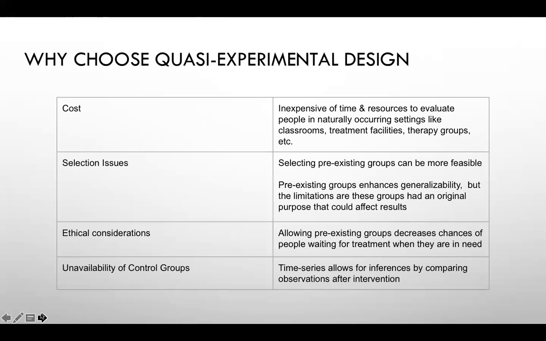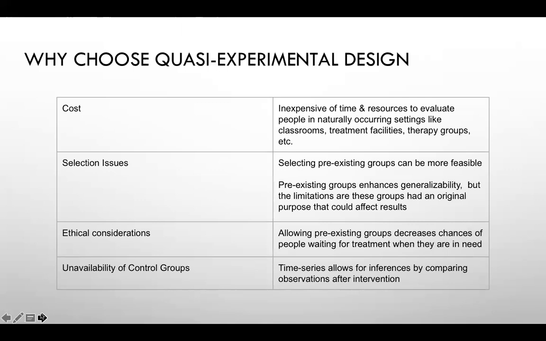So why choose quasi-experimental design? Well, first we're going to look at cost. True experimental can be expensive with time and resources, but quasi is typically inexpensive of time and resources. And you can evaluate people in naturally occurring settings such as classrooms, treatment facilities, and therapy groups.